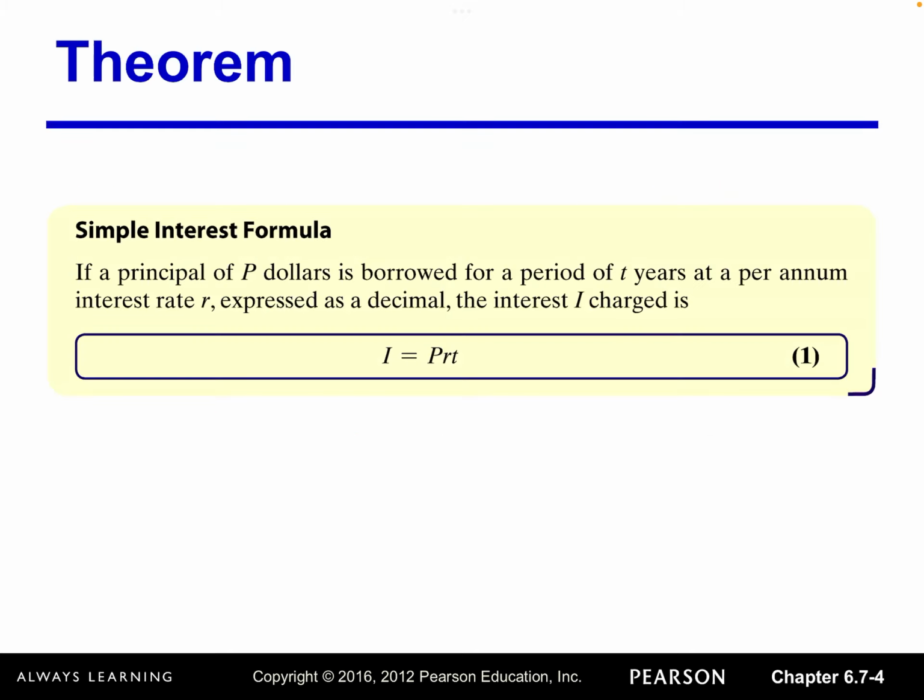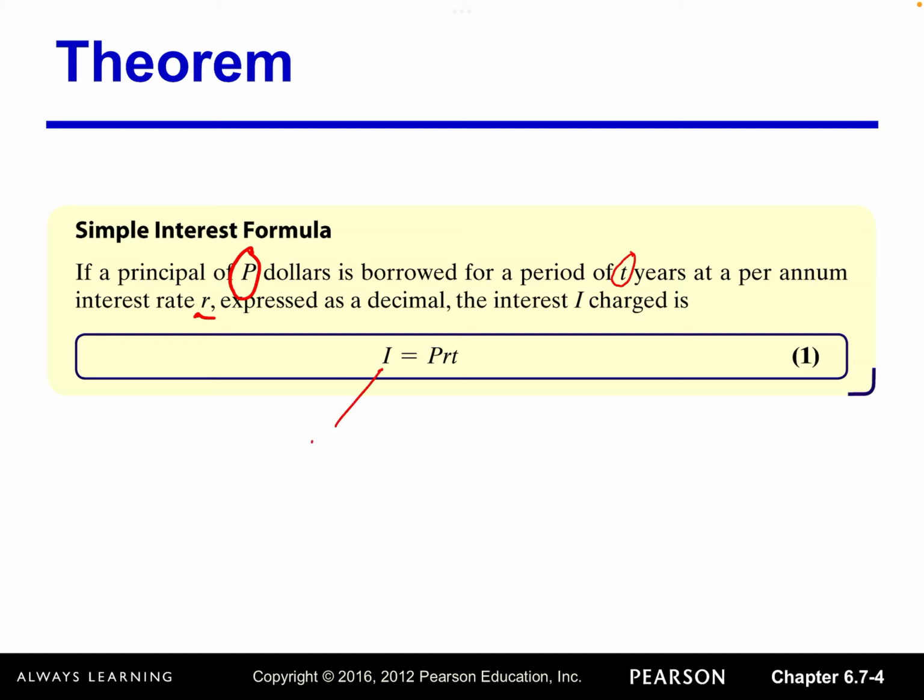Before we look at the example, we're going to introduce a formula first. If a principal, we use P to represent P dollars, is borrowed for a period of time, and time we use T to represent in the unit of years, at a per annual interest rate R, expressed as a decimal number, then the interest I can be calculated by this formula: I equals P times R times T.